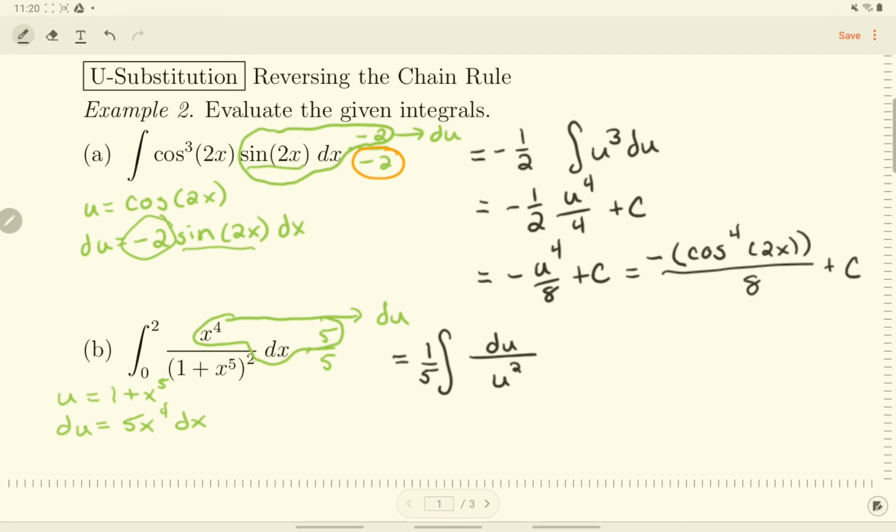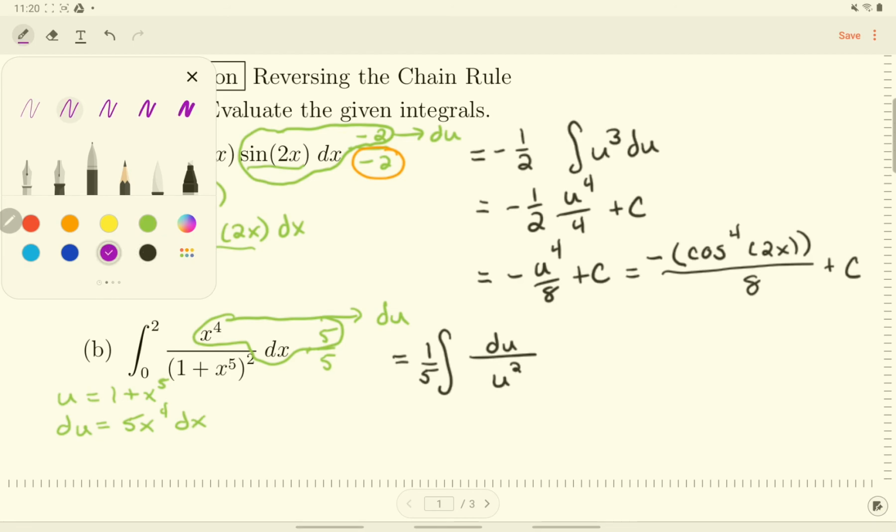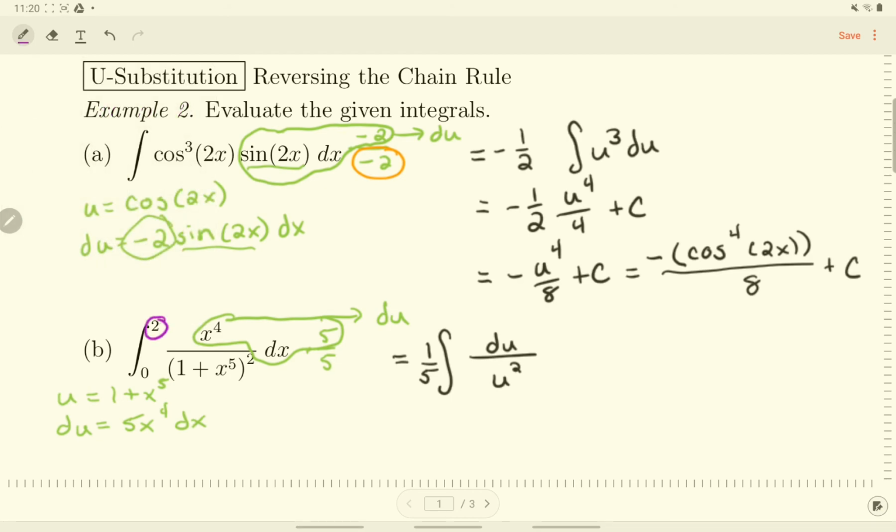Okay, so we're almost done, but this integral is a little different from the first, right? Because I have actual endpoints. It's a definite integral. So this actually is easier with U-substitution. I just need to convert my endpoints. So take your u. My lower endpoint is for x equals 0. Well, that means u is 1 plus 0 to the 5th, because u is 1 plus x to the 5th, so u is 1. So my new lower endpoint is 1. My upper endpoint is x equal 2, so that means u equals 1 plus 2 to the 5th, so my new upper endpoint is 33.